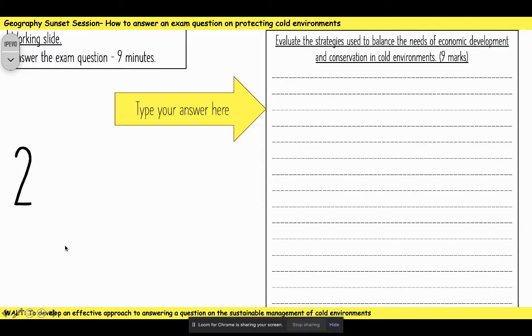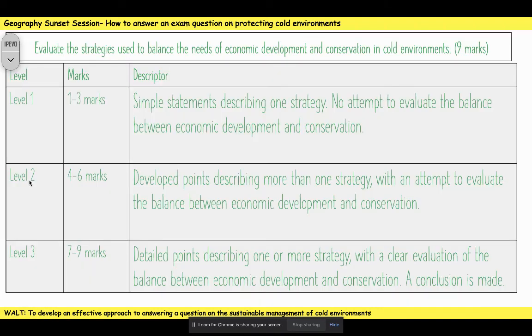So now is your opportunity to have a go at this question. So pause the video and spend 9 minutes answering the question now. Okay, then once you've answered that question in the assignment section of Teams, you're then going to come back and you're going to get a green pen if you've got one, or a different color pen, and you're going to have a look at the level descriptors and decide what level you think your answer would go into.